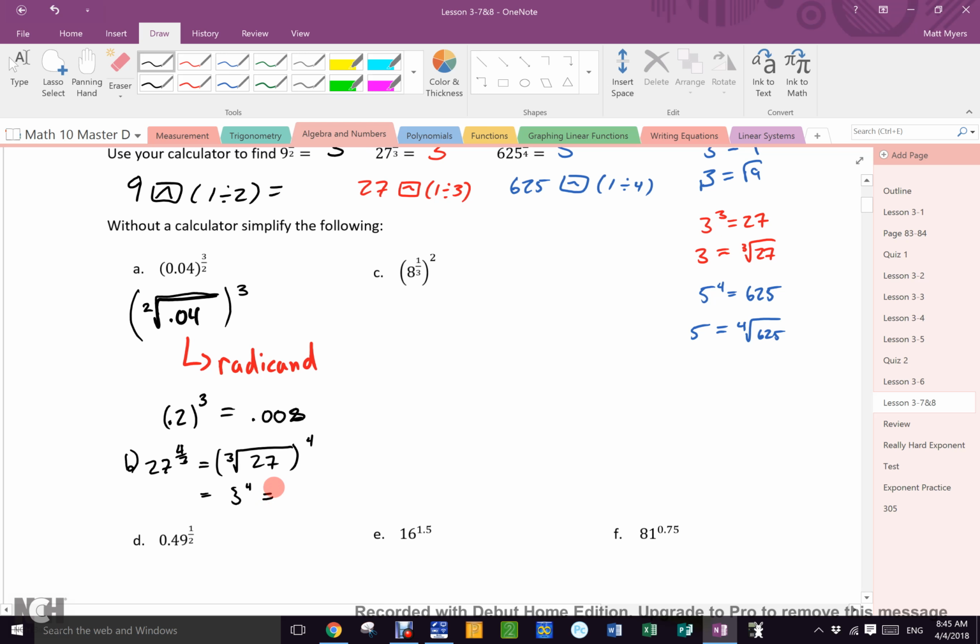What's 3 times 3? And then 3 times 3. And what's 9 times 9? 81. Does everybody see how rational exponents work? Okay. What's happening in C?